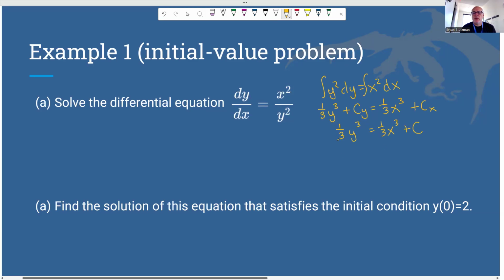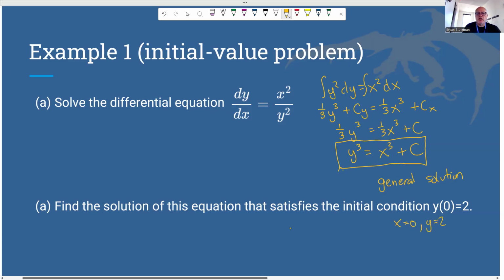Multiply both sides by 3. So I get y cubed is equal to x cubed plus 3 times some constant, but that's just an arbitrary constant. I'm just going to call it my new c, which looks a lot like my old c, but it's 3 times as big. So this is the general solution. And if I want to satisfy the initial condition when x equals 0, y equals 2, I'm going to plug that into the equation. 2 cubed equals 0 cubed plus c. So c is going to be 2 cubed, or 8. So I get y cubed equals x cubed plus 8.